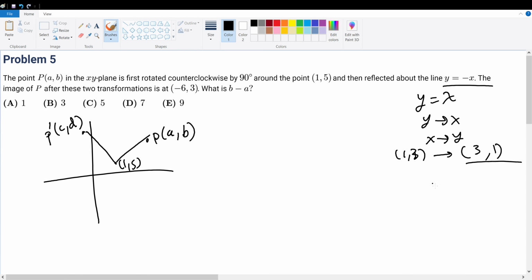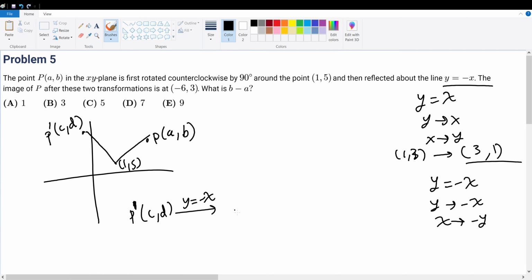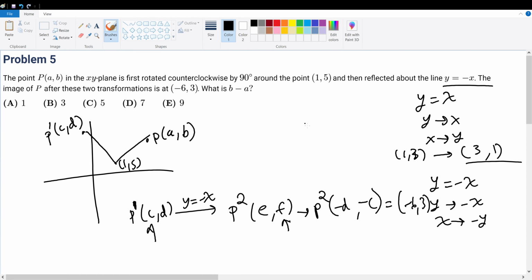So likewise, we can do it for y = -x. How would that go? Well, y becomes negative of x, and x becomes negative of y. So in this case, if I had P1, (c, d), and I wanted to do it across y = -x, then that becomes, let's call it P2 point, and that would be (e, f). And e, f, well, f would be the negative of c, because remember, c is the x in this case. So this becomes P2, and this becomes negative c, and d, well, x becomes negative y, so negative d. That should equal (-6, 3). So that means the final point is (-6, 3).